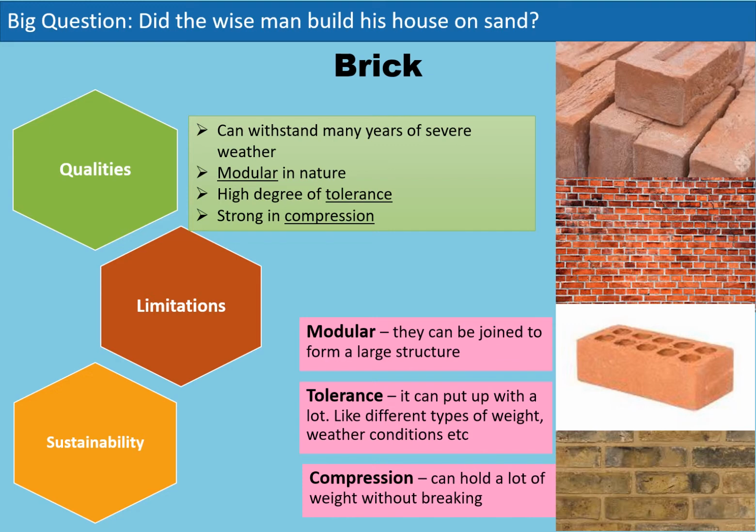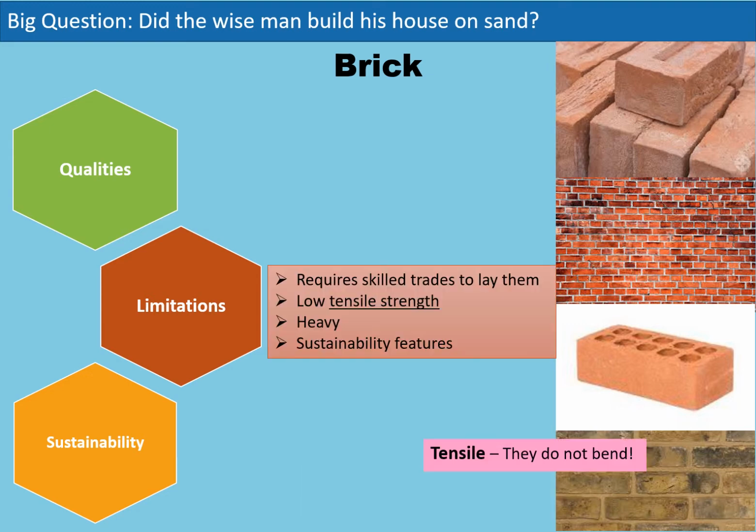They're modular in nature, and if we look below in the pink box, modular, they can be joined to form a large structure, so like a wall, for example. They have a high degree of tolerance. That means it can put up with a lot, like different types of weight and weather conditions. And they also have strong compression, so that means they can hold a lot of weight without actually breaking.